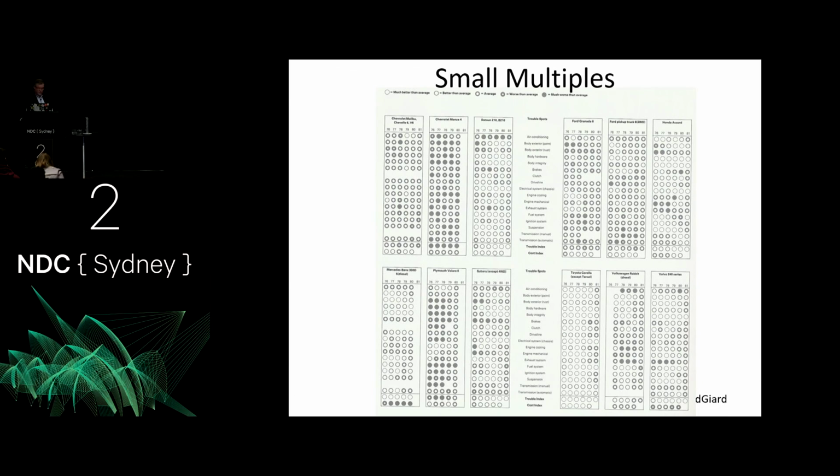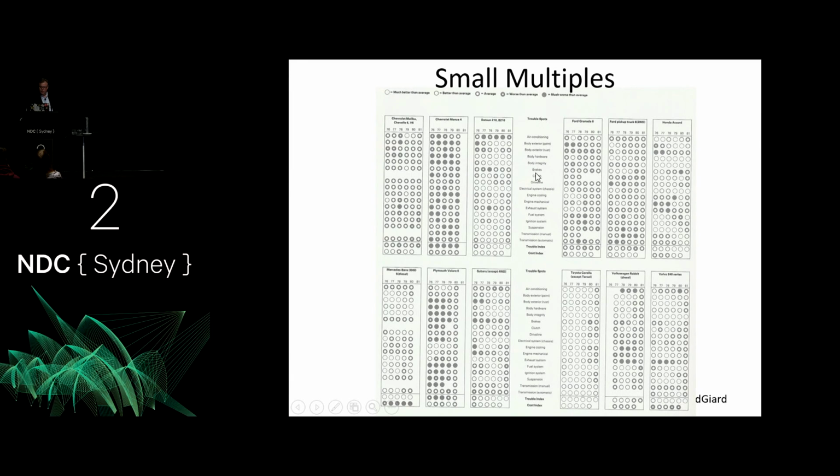Here's another one. This is a lot of data here. This is from Consumer Reports. Consumer Reports rated a bunch of different makes and models of automobiles, and that's what each one of these rectangles is. This is the Chevy Malibu, and a Datsun something or other, Ford Granada, and each one of these is potential trouble spots.